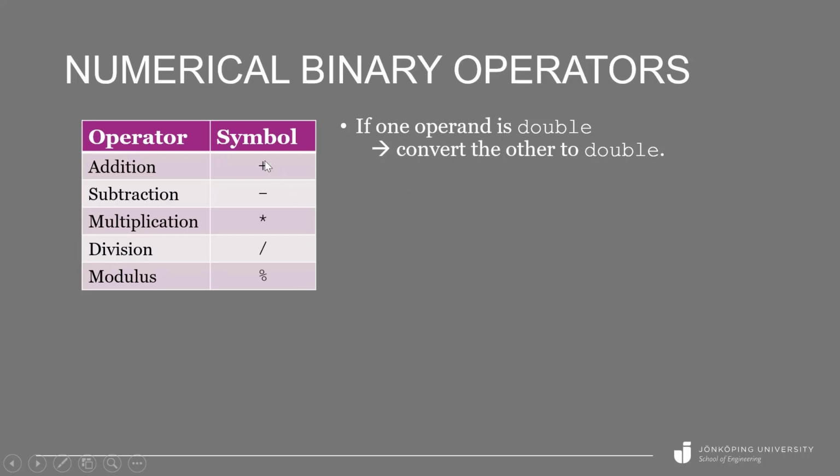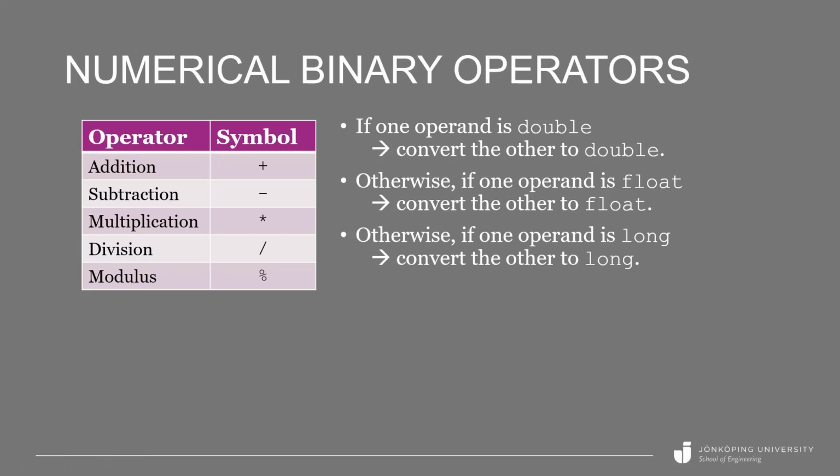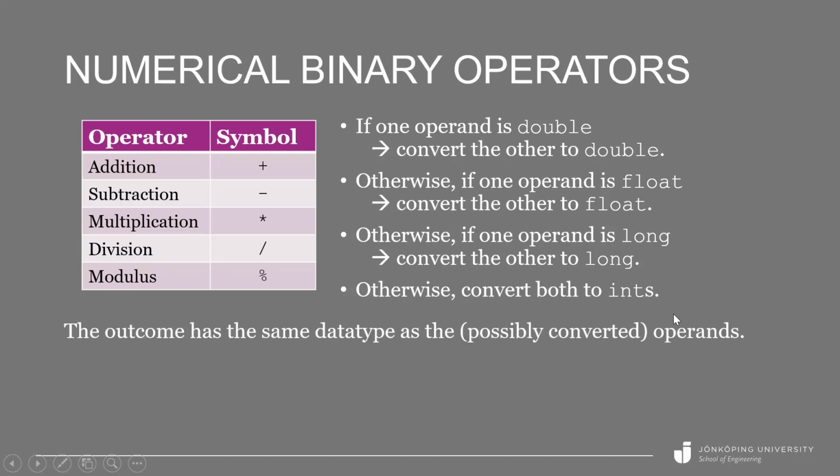If one of the operands to these operations is a double, then the other operand will be converted to a double, and then the operation is carried out and the result will be a double. If one of the operands otherwise is a float, then the other operand will be converted to a float, then the operation is carried out and you obtain a float as a result. Otherwise, if one of the operands is a long, then the other operand is converted to a long, then the operation is carried out and you obtain a new long value. Otherwise, both of the operands are converted into ints.